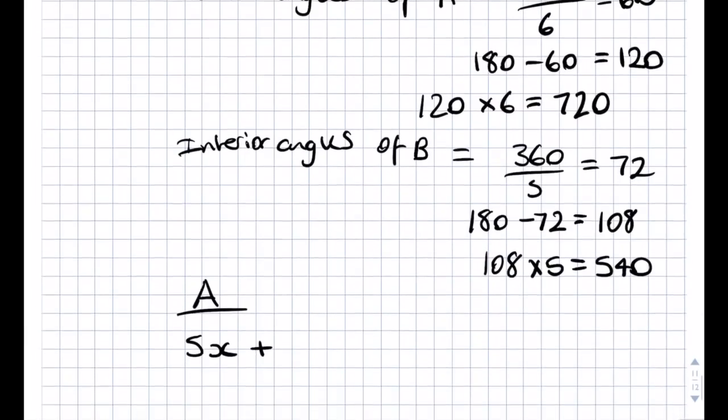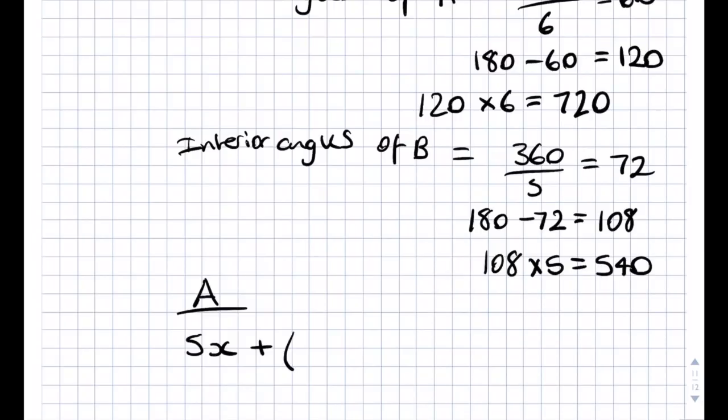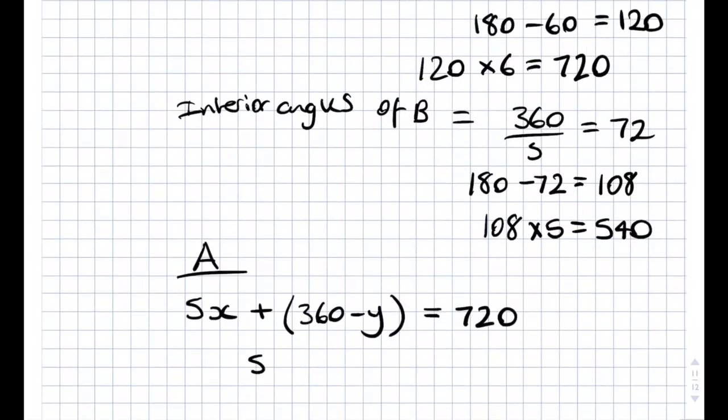So we go back to our equation, it's going to be 5x plus 360 minus y is equal to the sum of our interior angles for a hexagon, which is 720. And we can simplify this slightly by saying that 5x minus y is equal to 360.